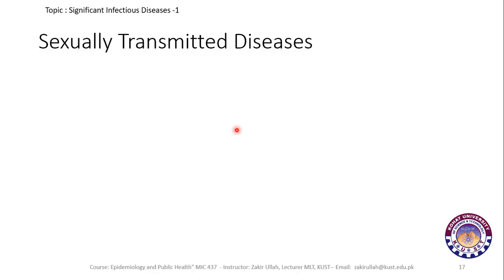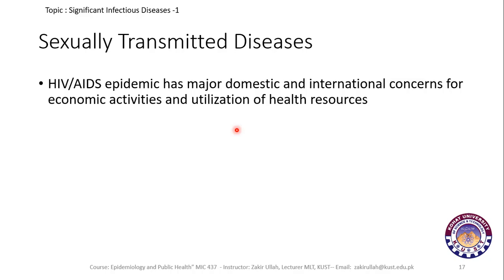The sexually transmitted diseases. The HIV, human immunodeficiency virus, and acquired immunodeficiency syndrome, their epidemic has major domestic and international concerns for economic activities and utilization of health resources, because these epidemics have a role and effect on the economic activities of the societies, and they are a very major test of the health resources within a community, or the health resources of a country.